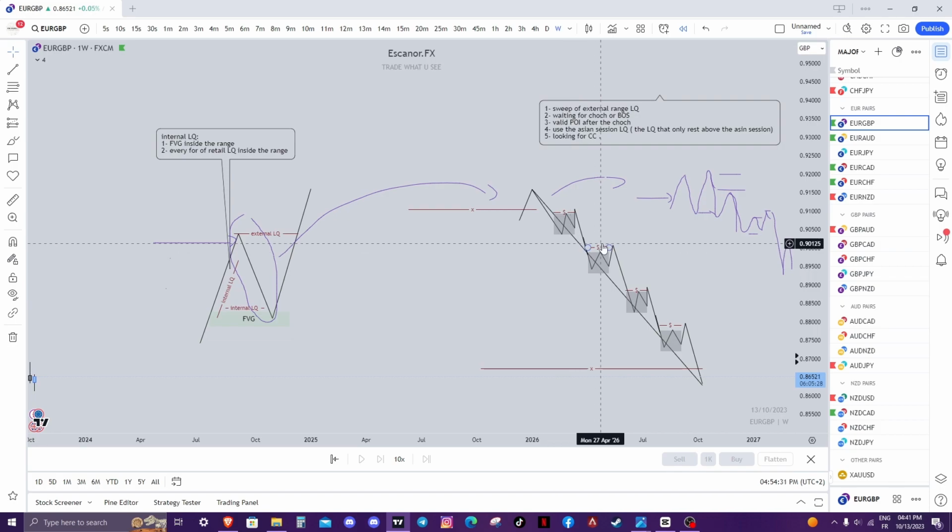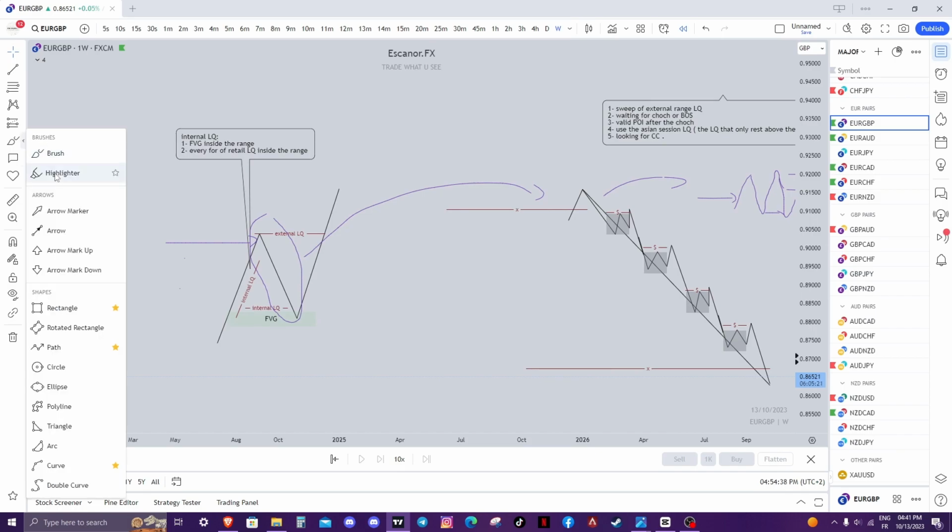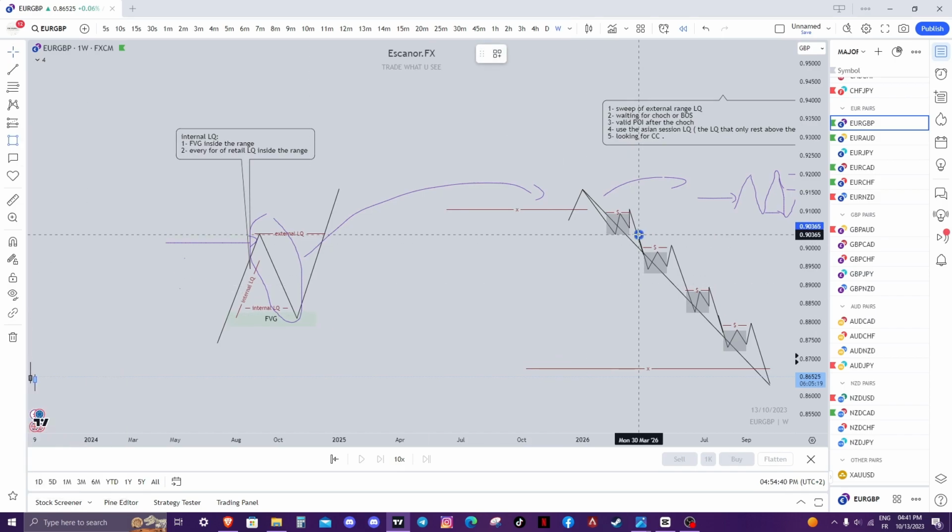Also, you can add other confluence to your strategy. You can draw or select some supply zones here, above the Asia session, to short from, or a fair value gap also. So this is the whole idea.